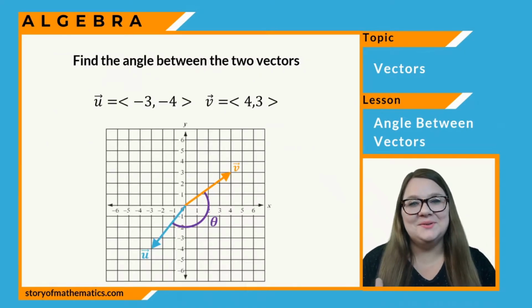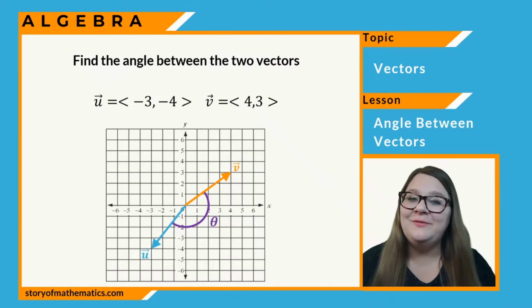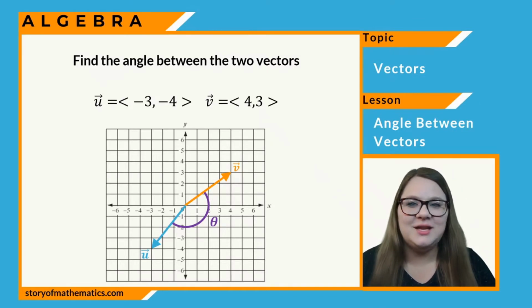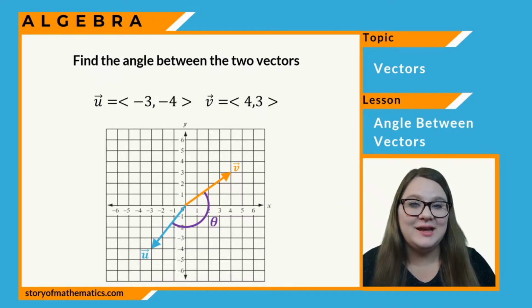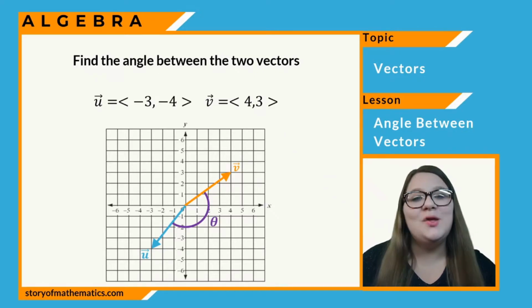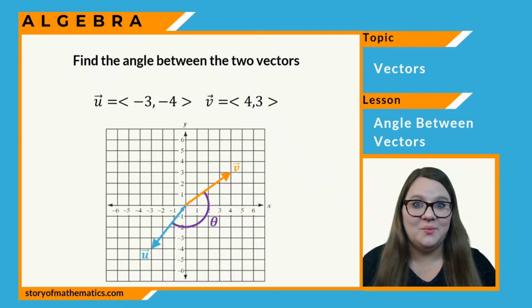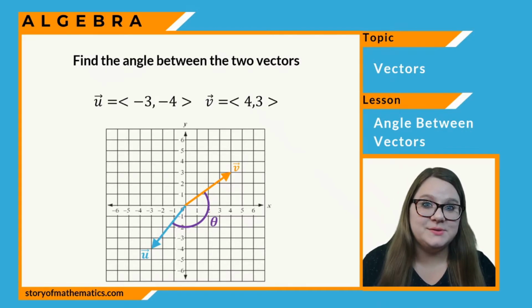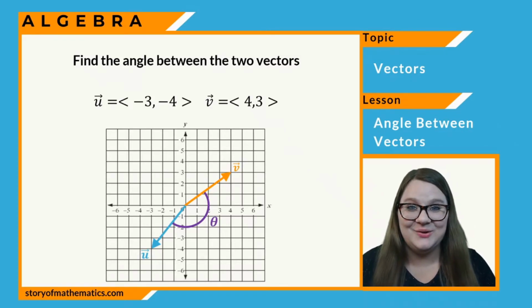So visually, this is what it would look like for an example such as u equals -3, -4, and v equals 4, 3. Notice u is my blue vector and v is my orange vector, and I've marked in purple theta, the angle between them. Now you might ask yourself, how did I know to mark theta on that side instead of the other one? Well, theta will always be the smaller of the two angles, and it will always be less than or equal to 180 degrees.